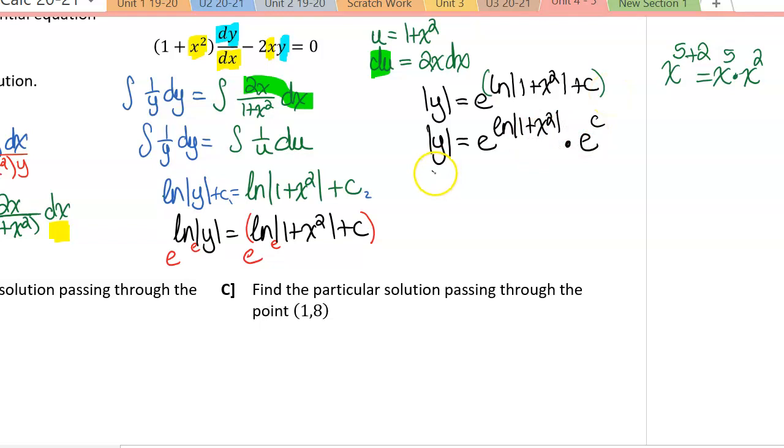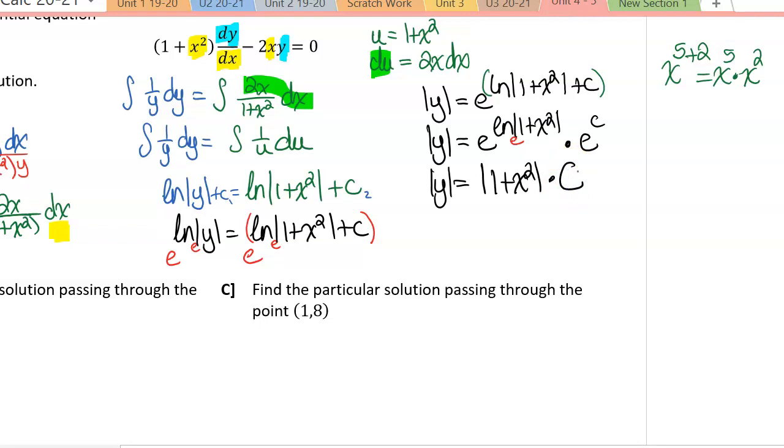All right, so this is the absolute value of y. Remember, the base on this is just e, so it's e to the power of the natural log, which we know undoes each other. So we'll get left with the absolute value of 1 plus x squared times e to the c. It's still an unknown, the number e to the power c. We don't know what it is. We can just write it as c. It's still an unknown quantity here.